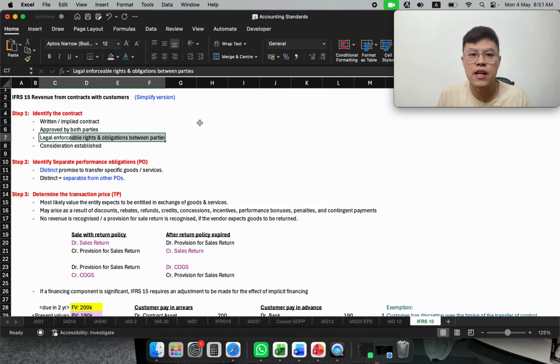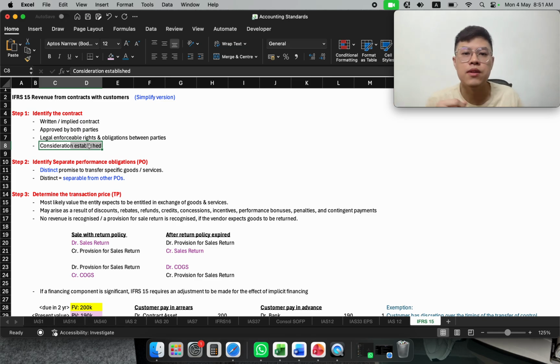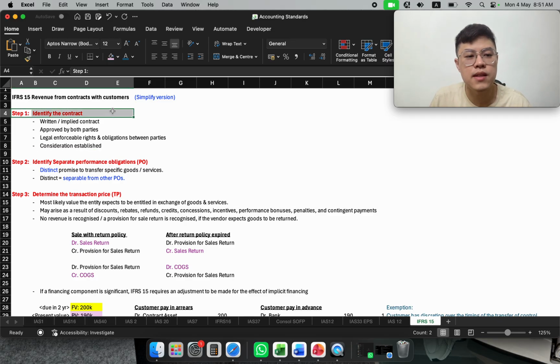For example, buyers always have the right to get the product, but they have the obligation to pay. Sellers have the right to collect the money, but they have the obligation to deliver the goods and services. So in this case, both parties' rights and responsibilities are identifiable, and consideration is established. Money I can give as a customer, and the seller can give the product. These are the considerations exchanged. If we can conclude this is a contract, we can proceed to the next step.